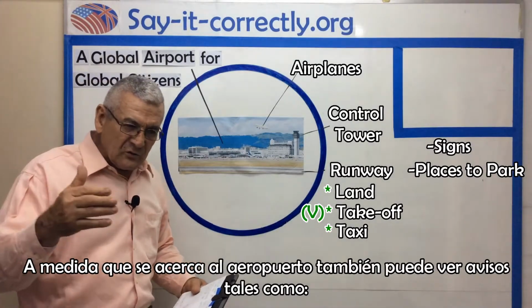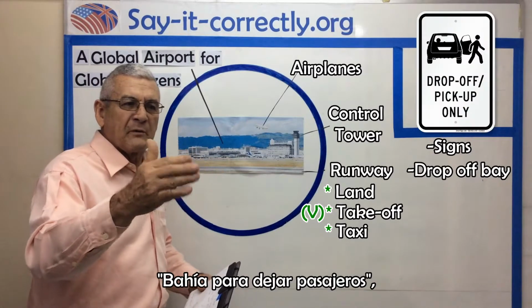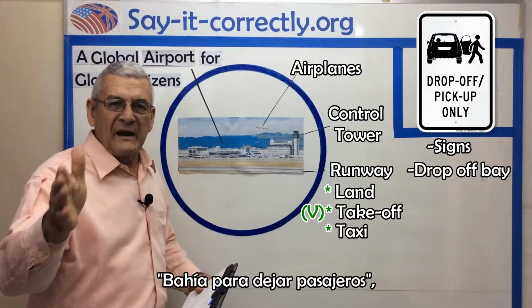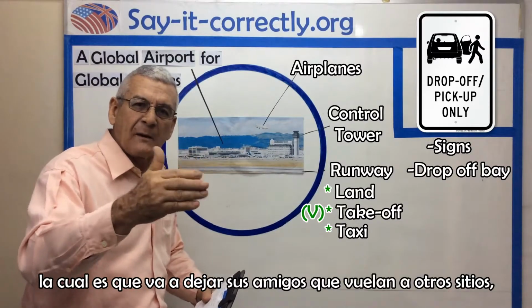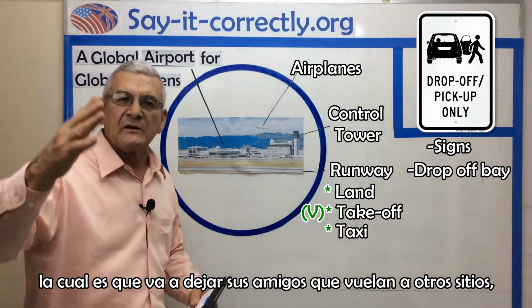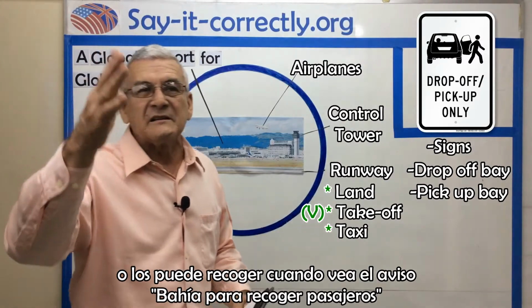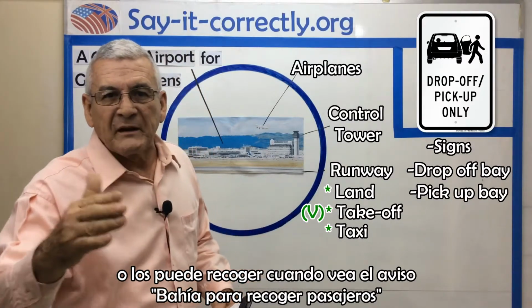You will also see signs such as drop-off bay, which is the passenger drop-off bay. You can leave your friends to fly out of that airport at this bay. Or you can pick them up there, and you will see the sign passenger pickup bay.